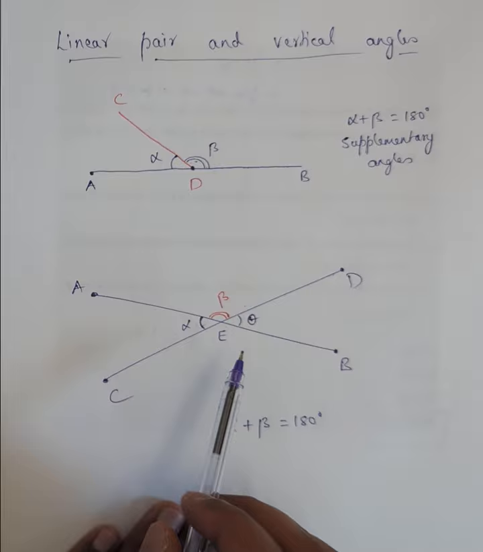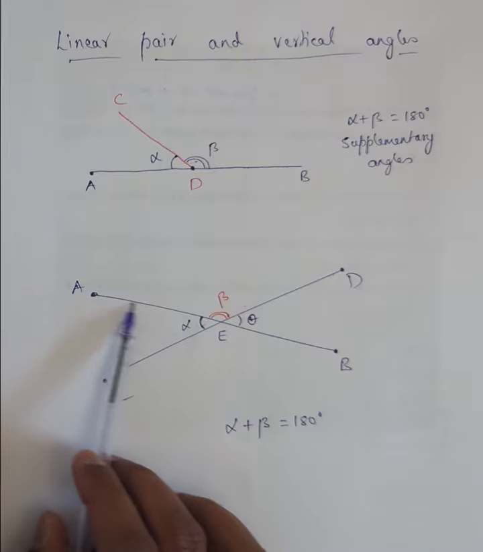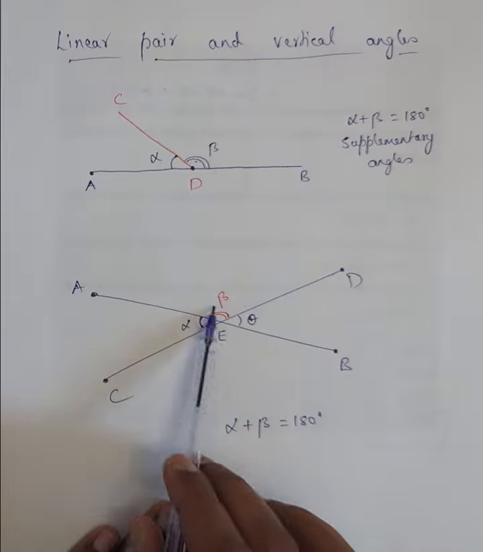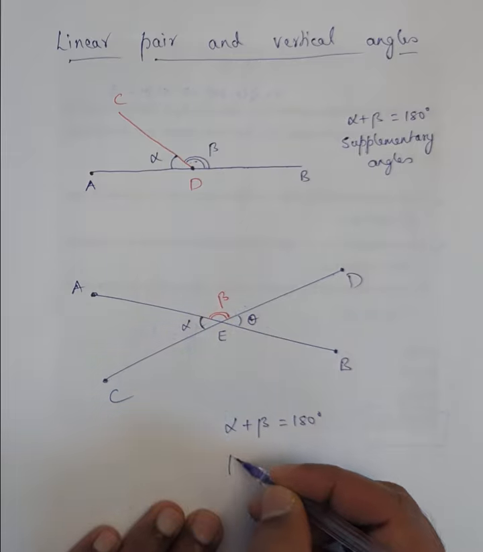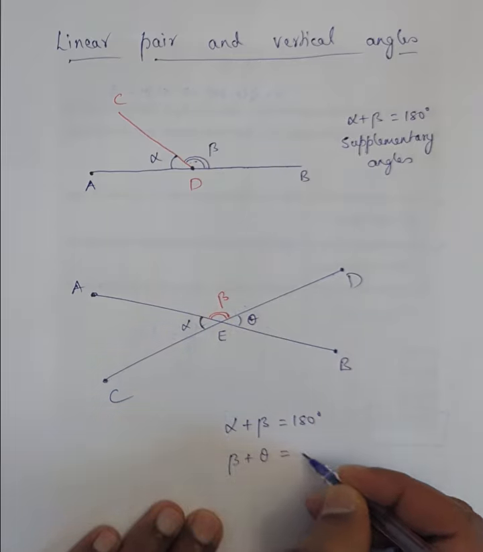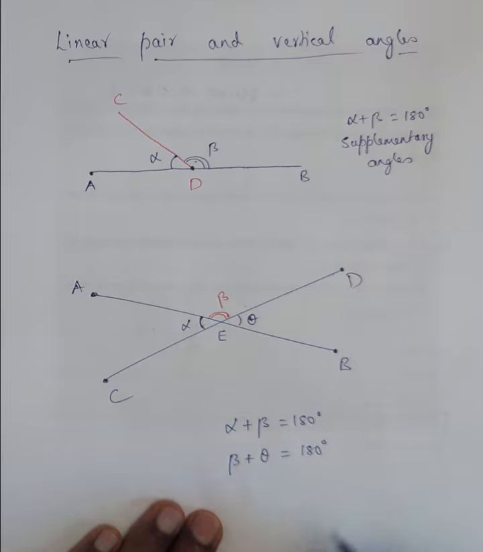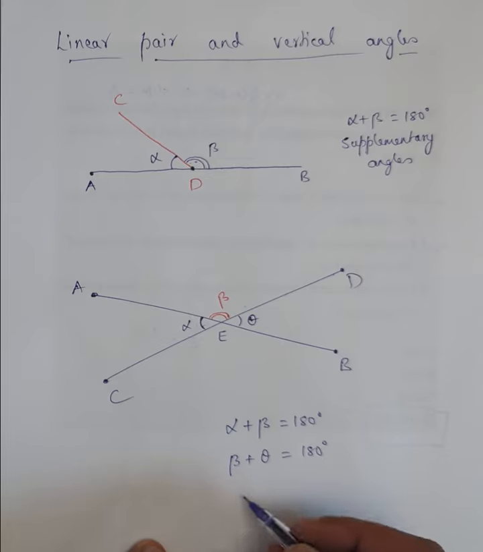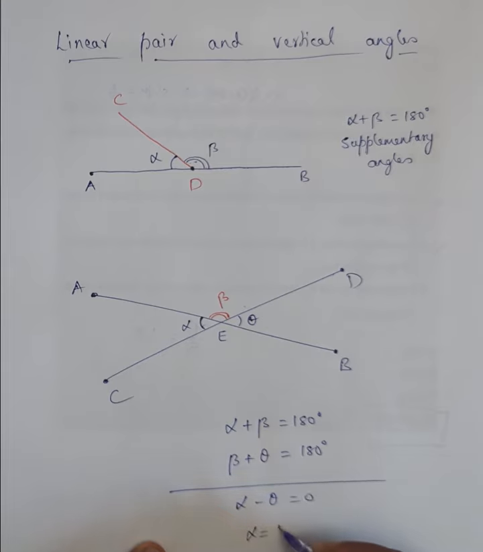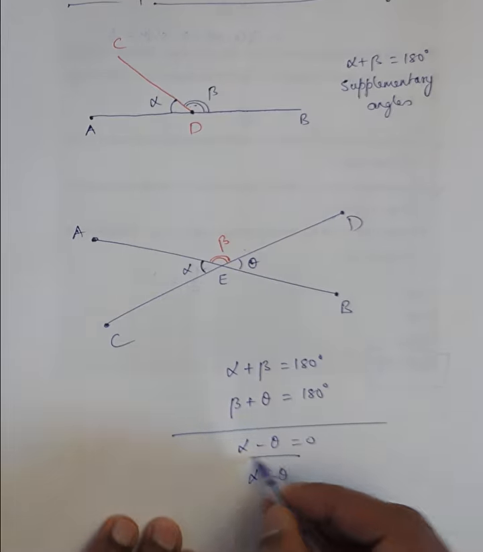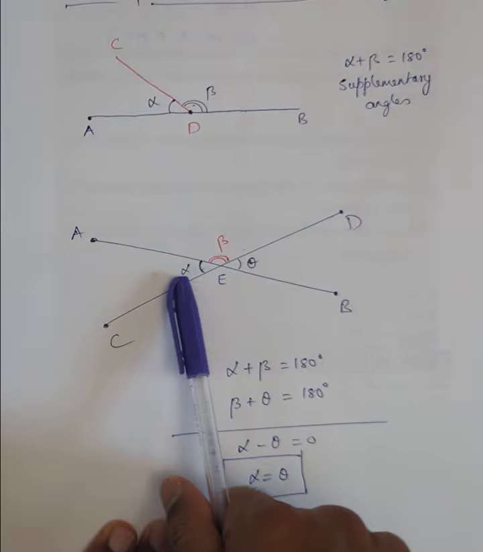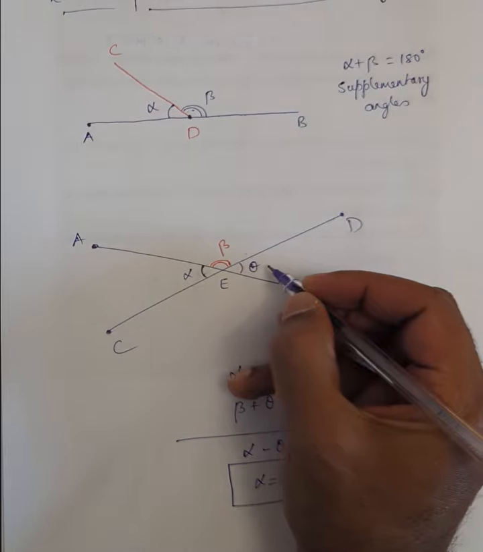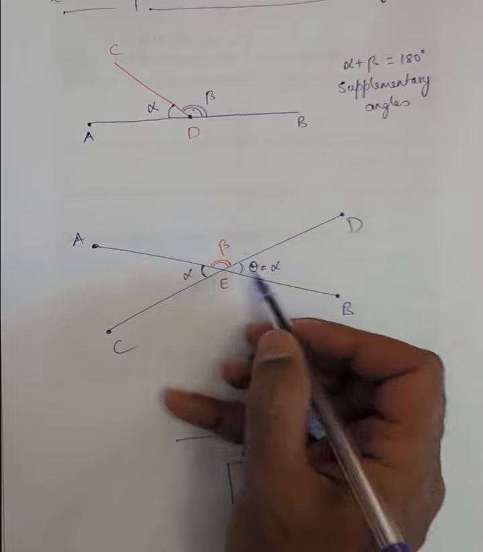And similarly, if you focus on the line segment AB, you can see that beta and theta form a linear pair. So from these two equations, if you subtract, you get alpha minus theta equal to 0, or alpha is equal to theta. And that's the proof for equality of vertical angles. So I can actually go ahead and call each angle alpha.